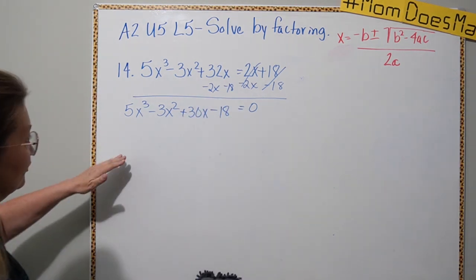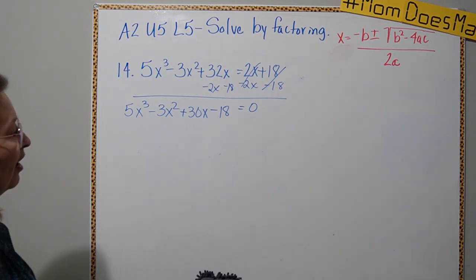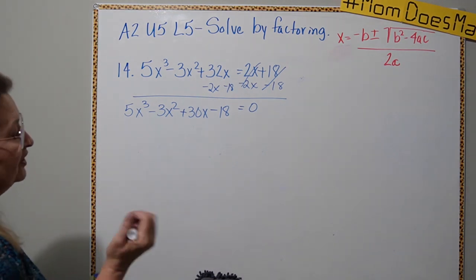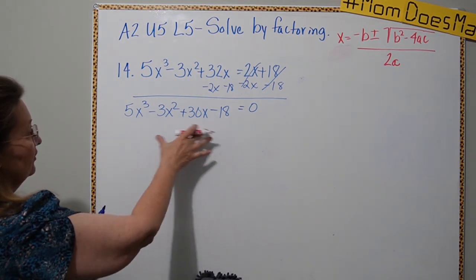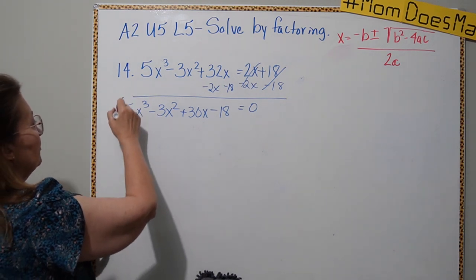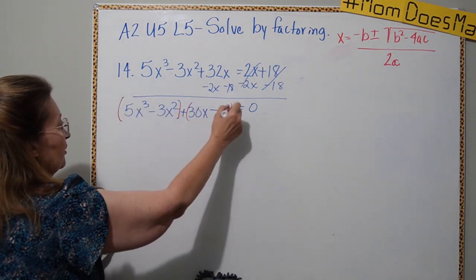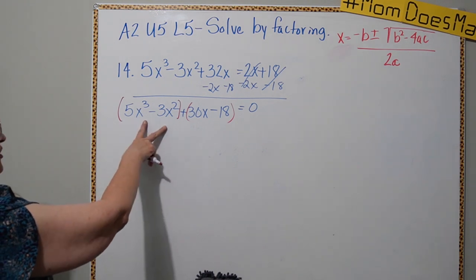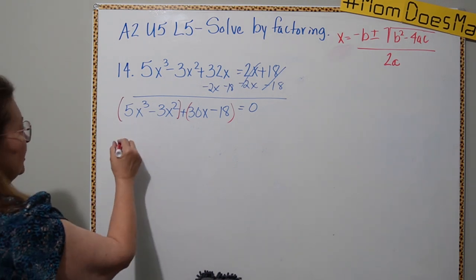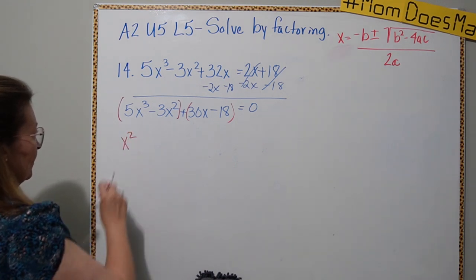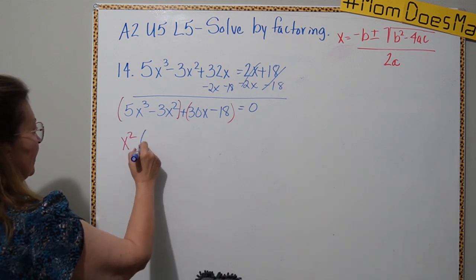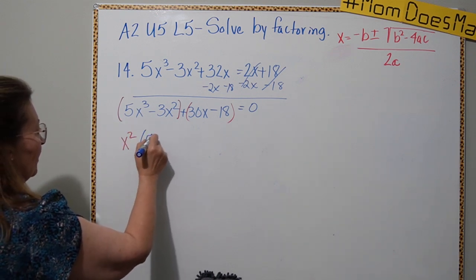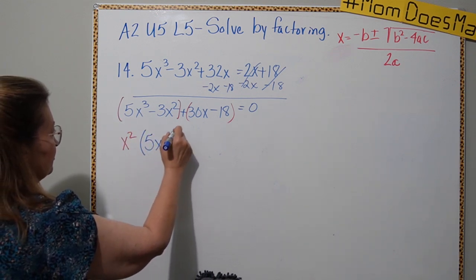Okay, ready to factor? I have a 4-term polynomial here. So the only way to factor that, there's no greatest common factor, but I'm going to factor by grouping. All right, so when I look at my first one, what is my greatest common factor here? It's just going to be x squared. All right, when I factor x squared out of that, I'm going to get 5x minus 3 left over.